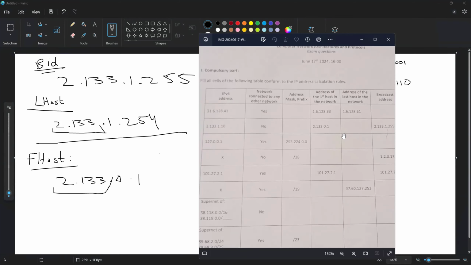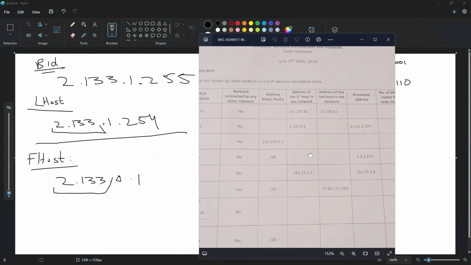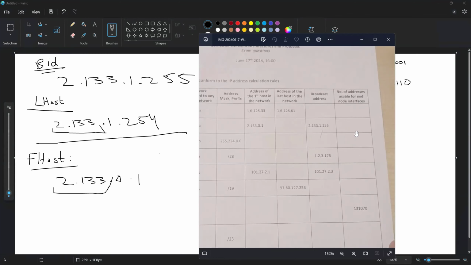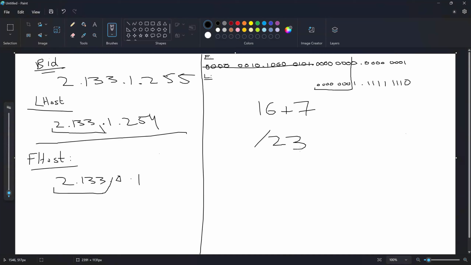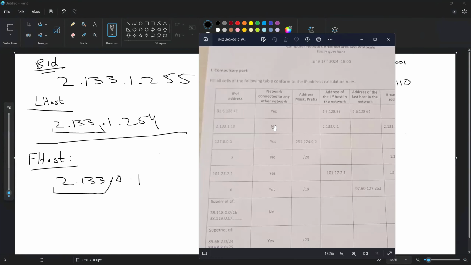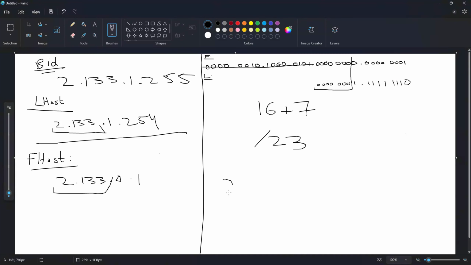And now we have the last source, we have the mask, we have the broadcast. Now the only thing left to find is the number of usable addresses. And another thing we check: is this connected? No, it's not connected. So the formula will be very simple: 2 raised to (32 minus 23) minus 2, and no routers. So 32 minus 23 is 9. 2 raised to 9 minus 2.